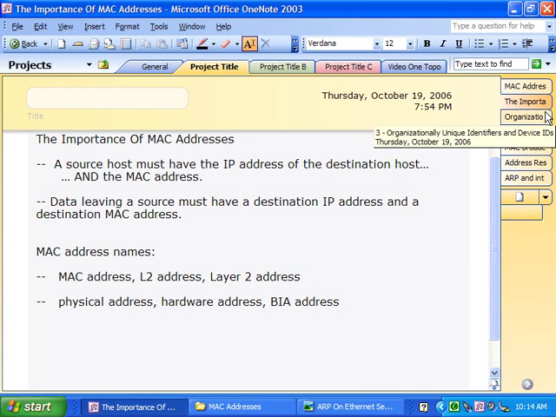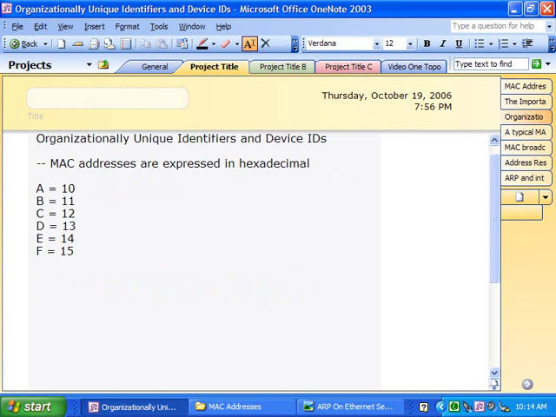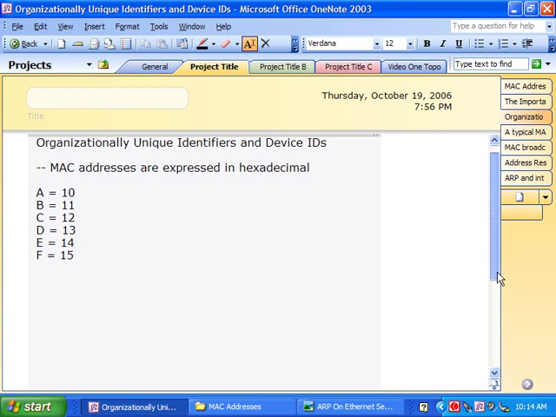Once we've got that out of the way, we need to know how a MAC address is built in the first place. I'm going to show you a sample MAC address in just a moment, and then we're going to talk about the organizationally unique identifiers, also known as OUI, and the device ID. But before we do that, I'm going to give you a little tutorial in hexadecimal conversion, and I want you to know first off what these hex characters mean.